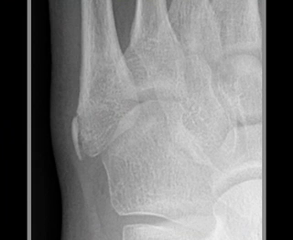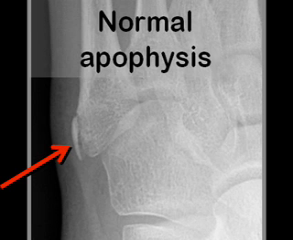Well, this is not a fracture. This longitudinally oriented bone is a normal apophysis at the base of the fifth metatarsal that occurs in growing children and should not be confused for the transverse fracture across the tuberosity of the fifth metatarsal that represents a true fracture.